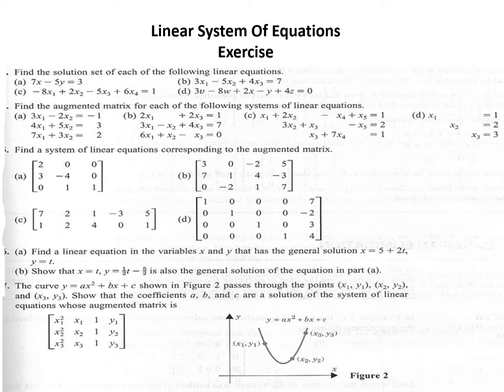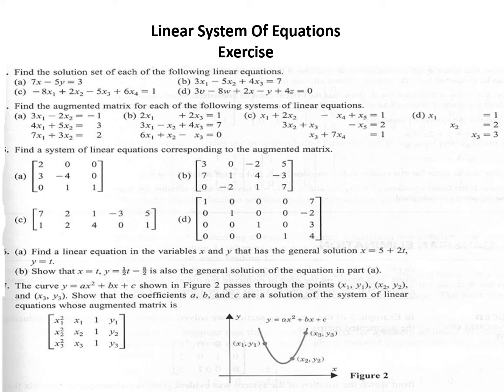Similarly, in part B, you have to write the augmented matrix, and likewise in C and D. So in this question you write the equation form into matrix form. In question number 3, it is the inverse of question number 2. You have to write the equation form. What is the equation for that one? That equation is 2x1 plus 0x2 equals 0, 3x1 minus 4x2 equals 0, 0x1 plus x2 equals 1. Here you may see an equation form.